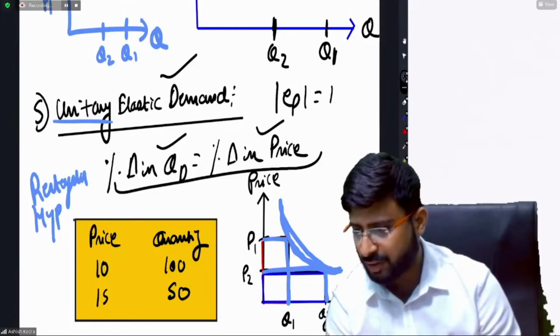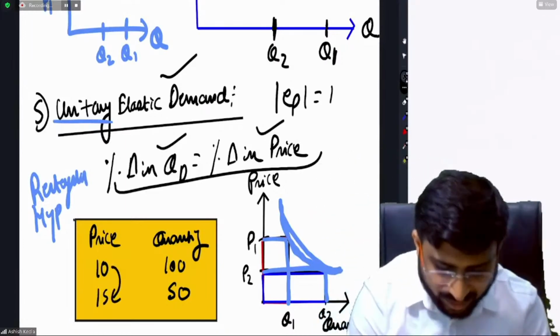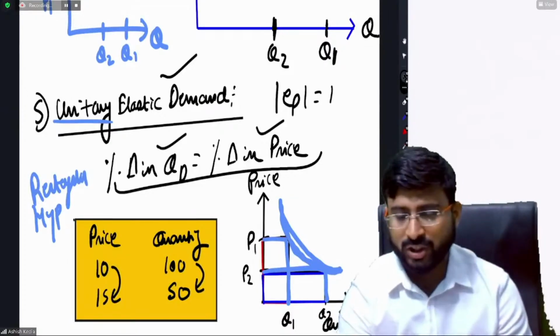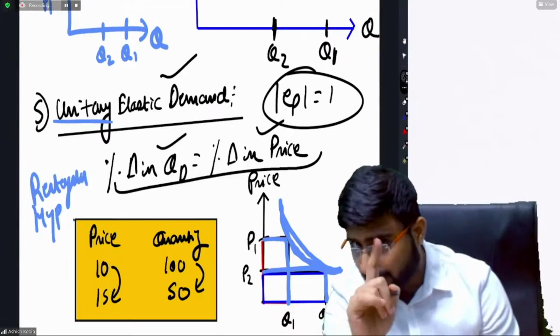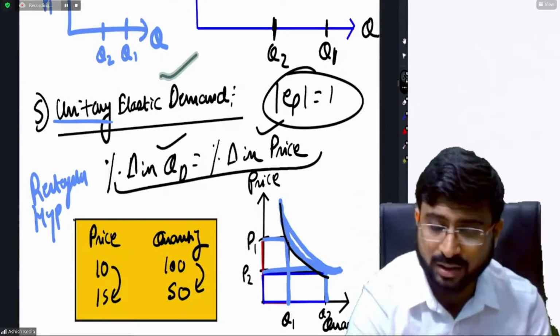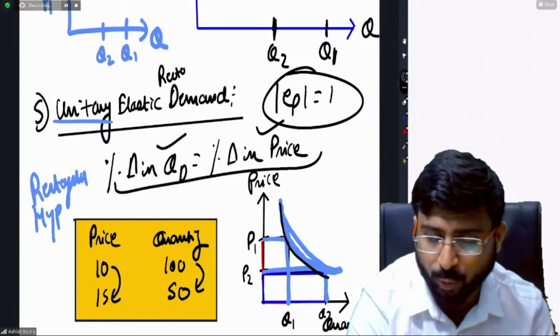So what happens is, if price is increased by 50%, quantity has fallen by 50%. So here the value of elasticity is exactly 1. And you know the shape here, unitary elastic demand, the shape is called rectangular hyperbola.